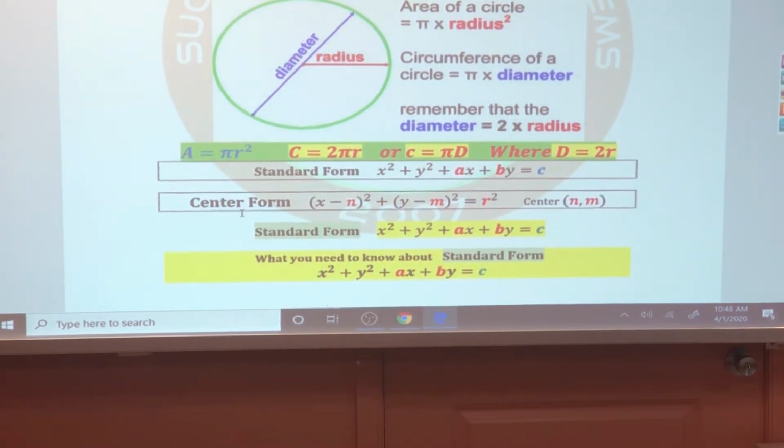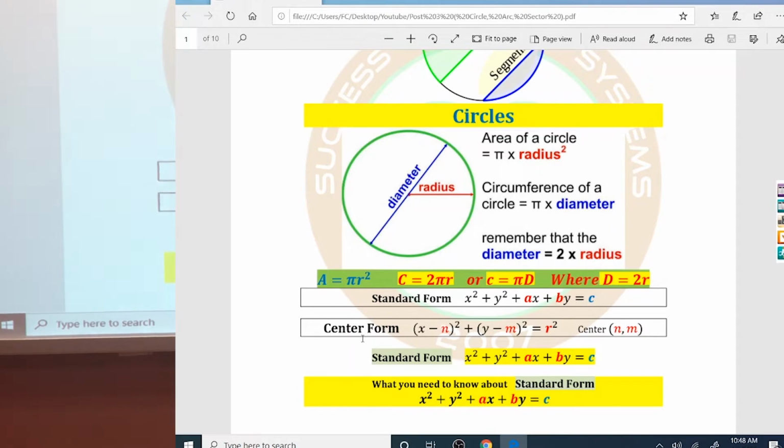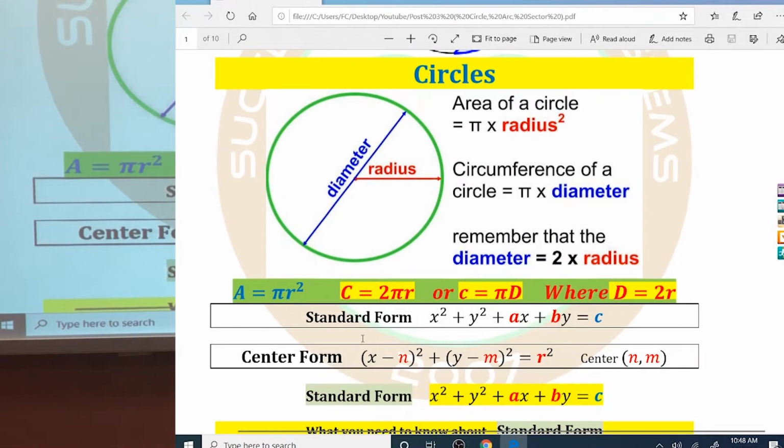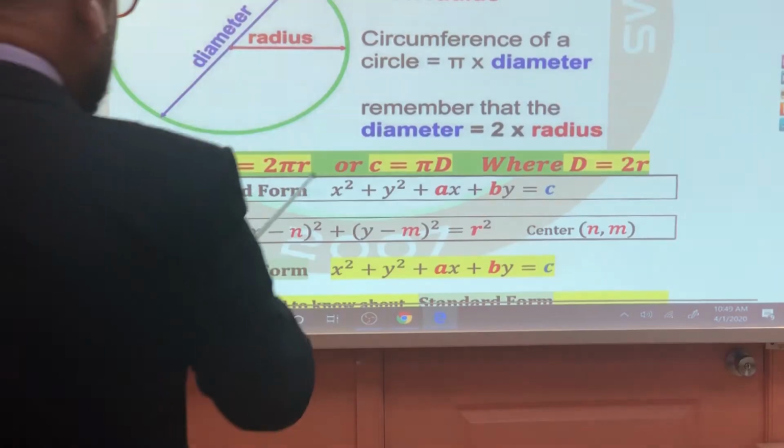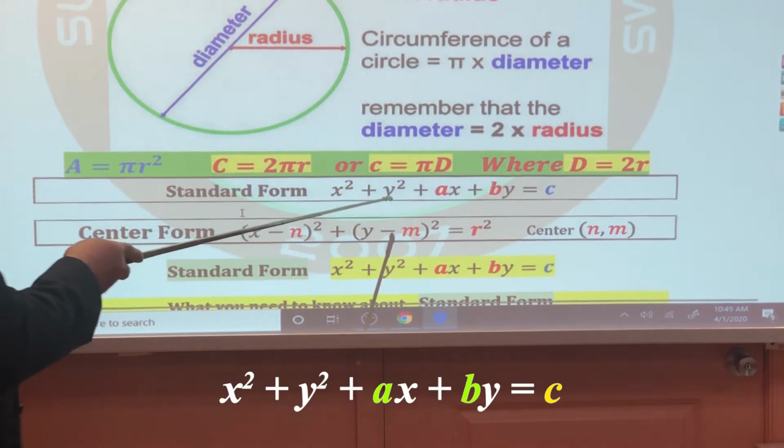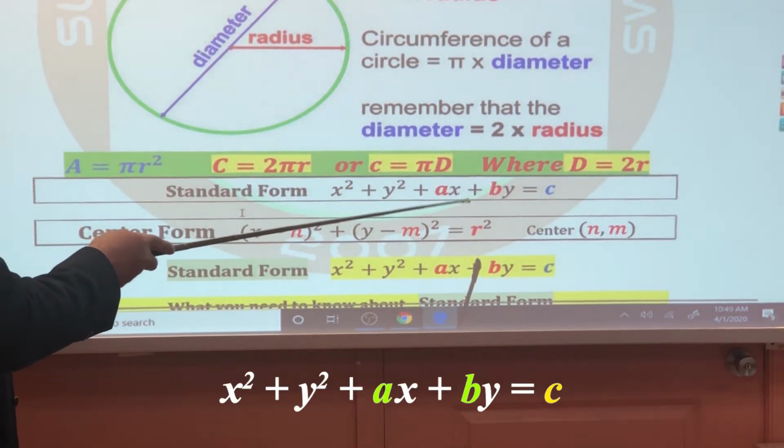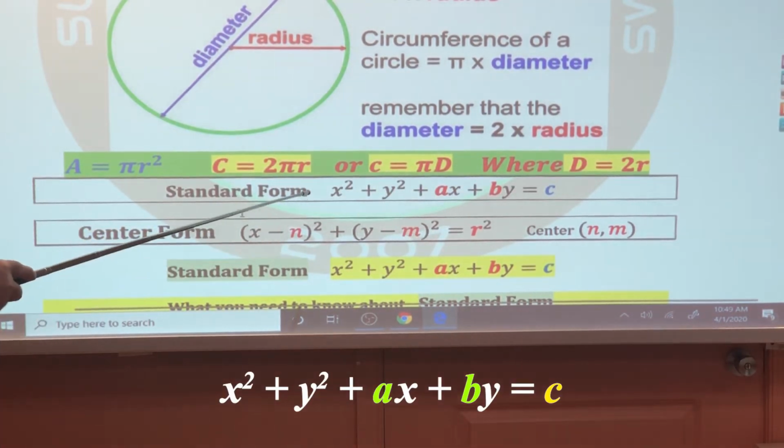Now, look at what we have to study today and what we're going to have in the SAT about the circle. Everyone doing the SAT must be able to recognize the circle equation. We have the standard form: x squared plus y squared plus ax plus by equals c.